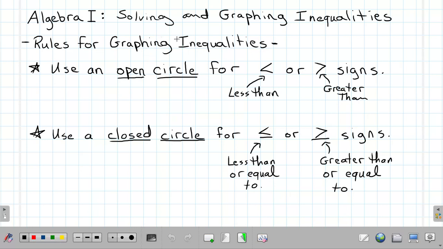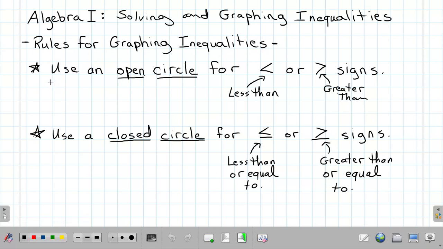But in this case, solving and graphing inequalities, we're going to do it a little bit backwards. First things first, we're going to learn how to graph inequalities first, because once we know how to graph inequalities, when we solve inequalities, we'll be able to graph their solutions. So with that being said, first thing we're going to talk about are rules for graphing inequalities.